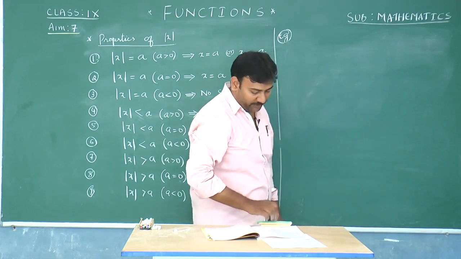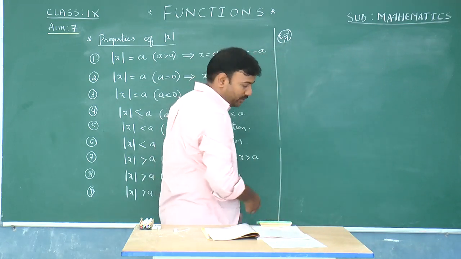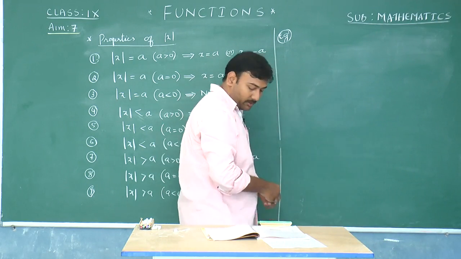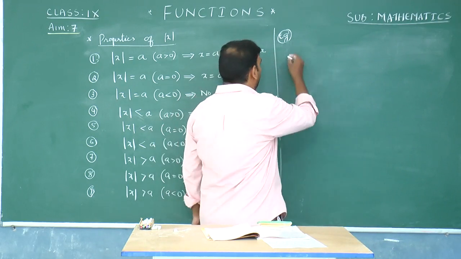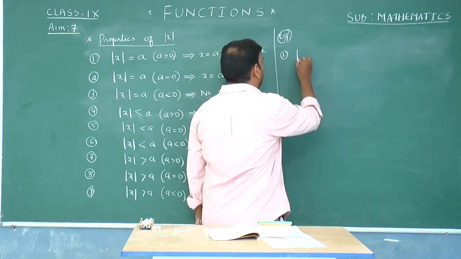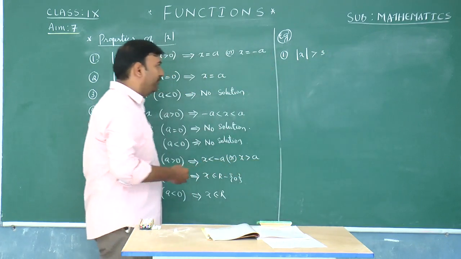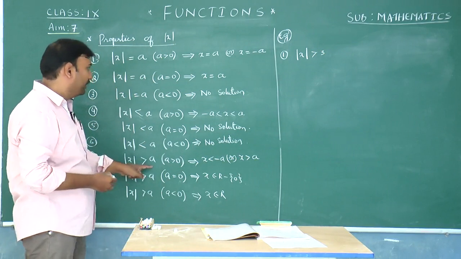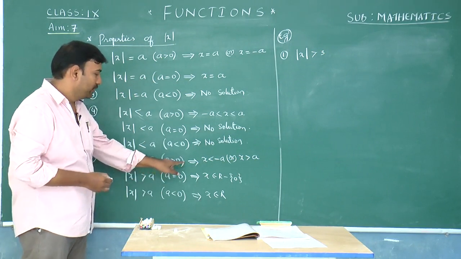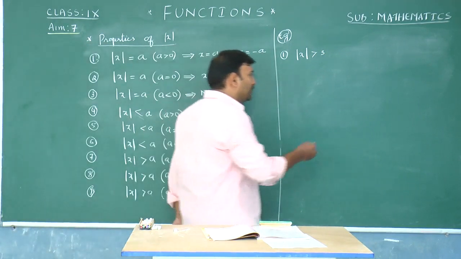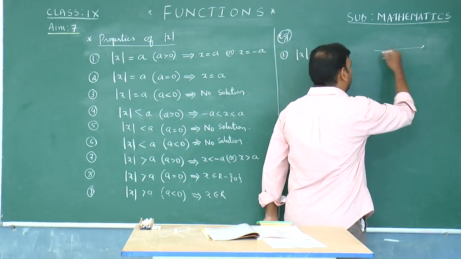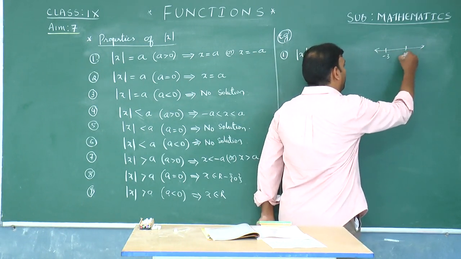So they ask us to find the solution for the inequation mod x greater than 3. Obviously it is in the form of mod x greater than a, where a is going to be a positive number. So the answer for it is the value of x does not lie between minus 3 and 3.